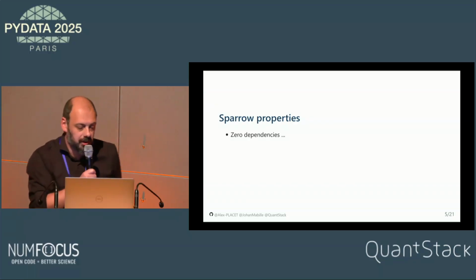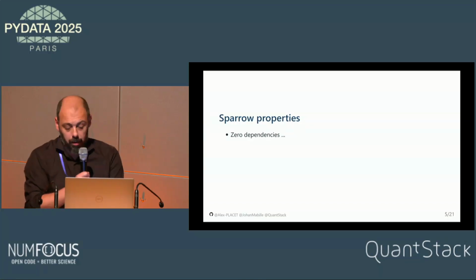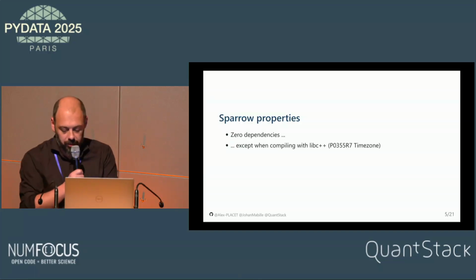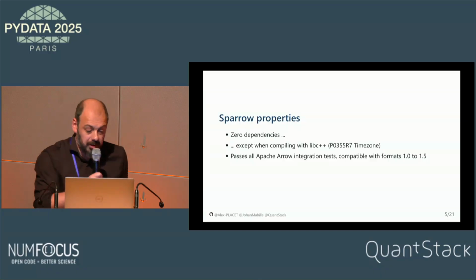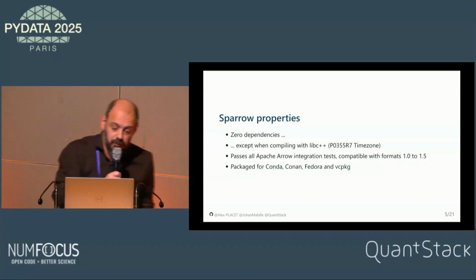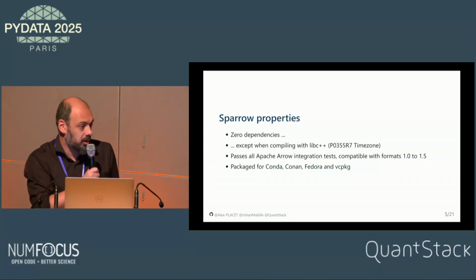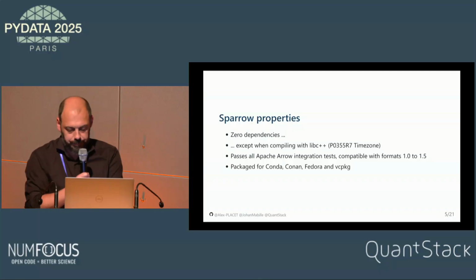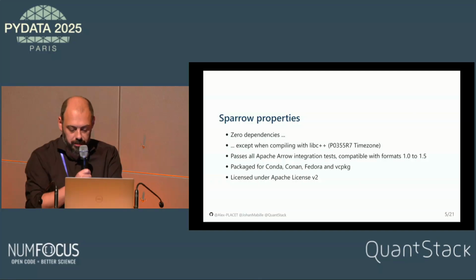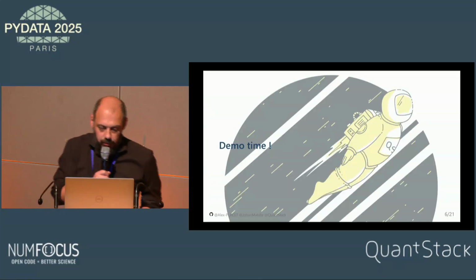So some properties about the project. First, it has 0 dependencies, unless you build it with libc++, because some compilers are not exactly conformant to the standard. It passes all Apache Arrow integration tests. It's compatible with versions 1.0 to 1.5, meaning you can use it in production. It's packaged for Conda, Conan, Fedora, and vcpkg, so it's easy to get. And it's licensed under the Apache license, just like the original project. And now I will leave it to Alexis for some demo.